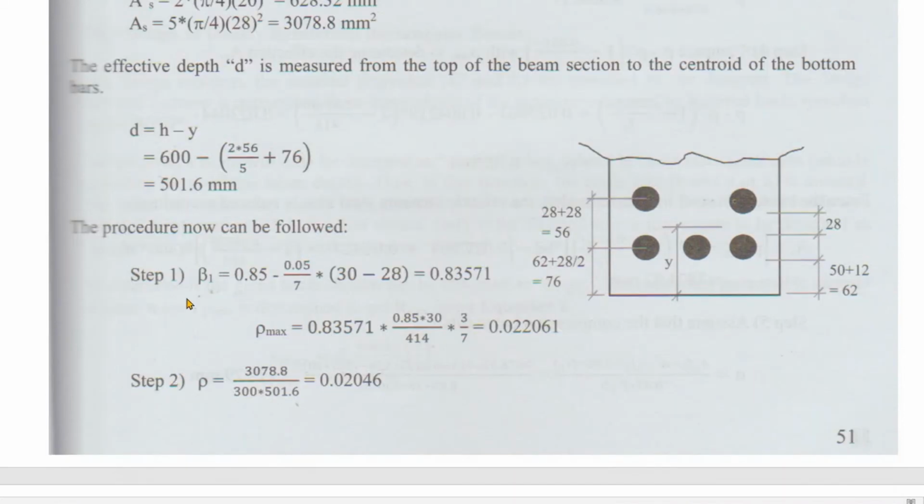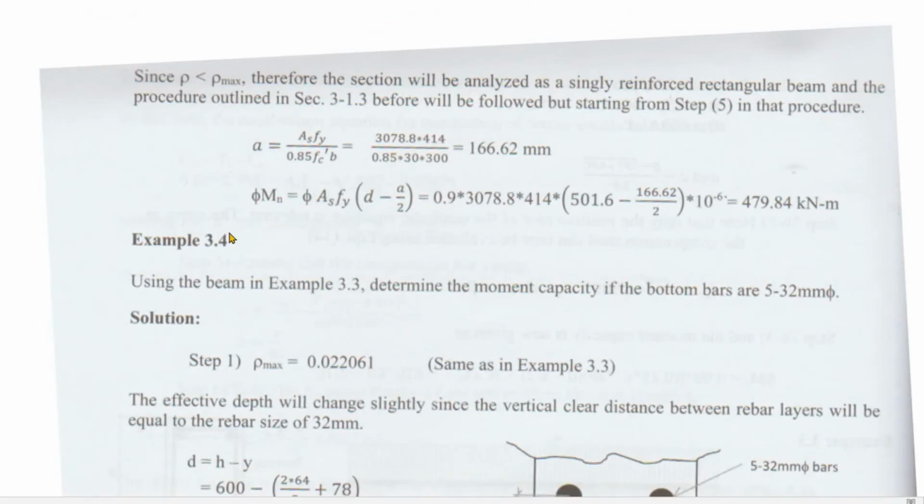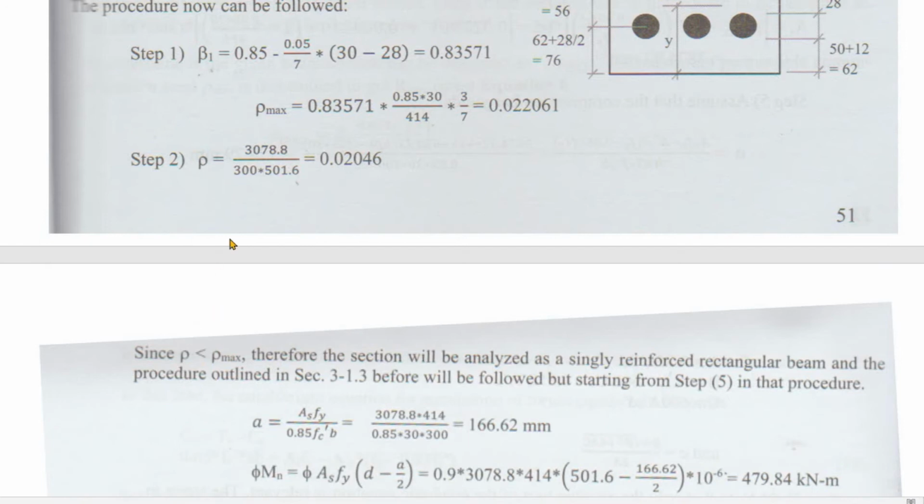Step 1. So, you solve for beta 1. And then, you solve for rho max. And then, step 2, you solve for the actual steel ratio. This is AS all over B times D. And then, let's compare this with rho and rho max. Ayan o. Rho is 0.02 tapos yung rho max 0.022. So, it is less than.